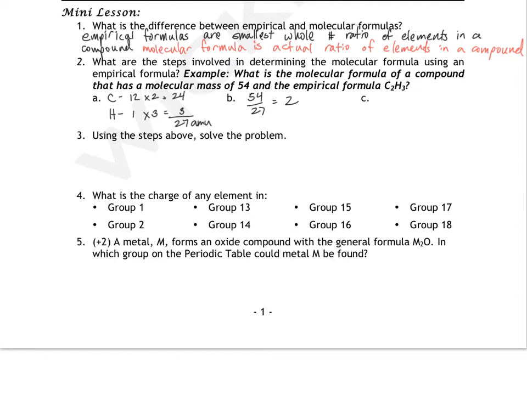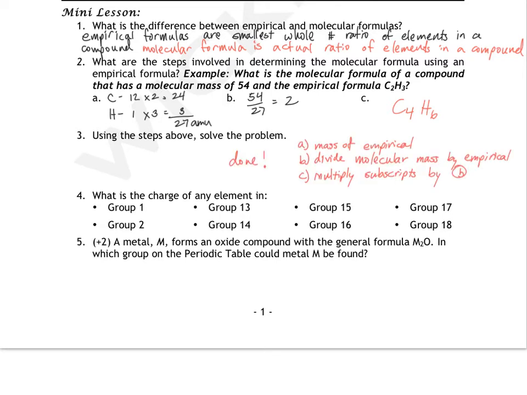To get 2. So 2 means that the molecule is 2 times larger than the empirical subunit, which is 27. So what I'll use is this number to figure out how big the molecule is, and I'll just take these subscripts and multiply them each by this number, which gives me the molecule's formula as being C4H6. And as you can see, we have just solved the problem, so this is already done. And I was supposed to be writing the steps for A, B, and C above, so I wrote them here.